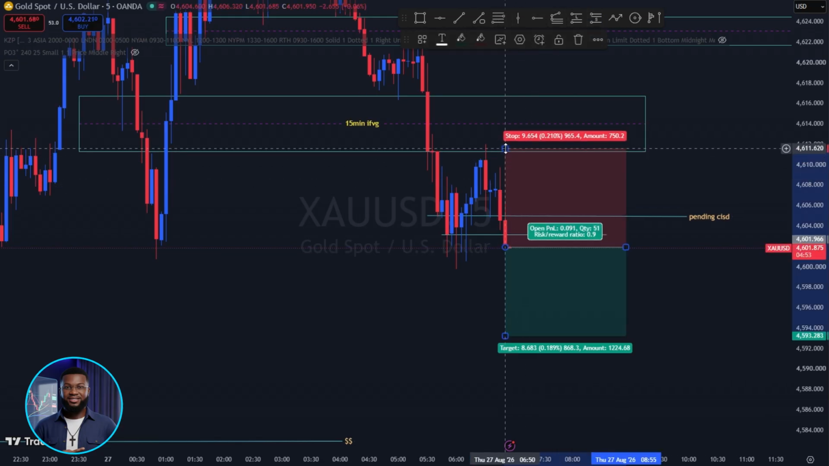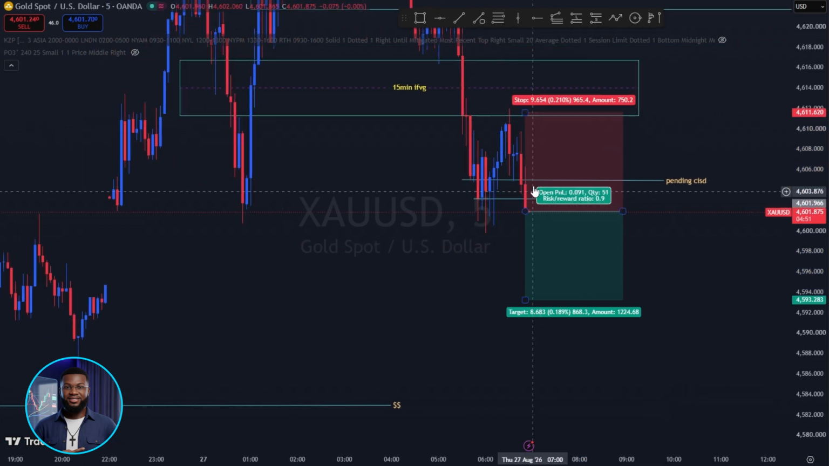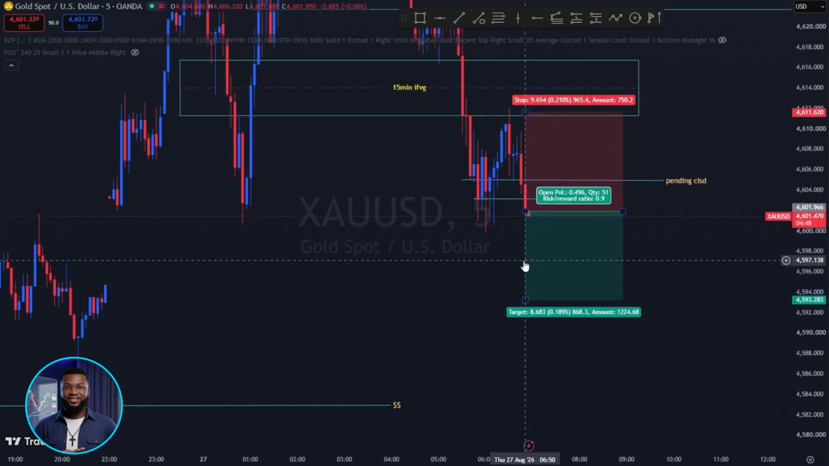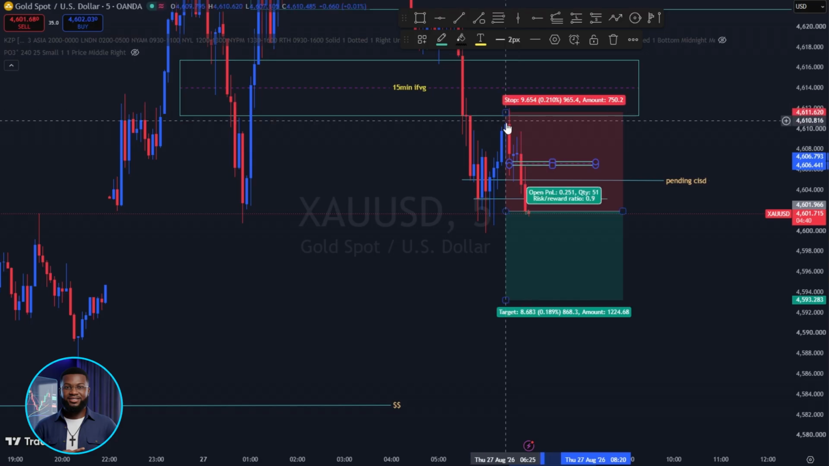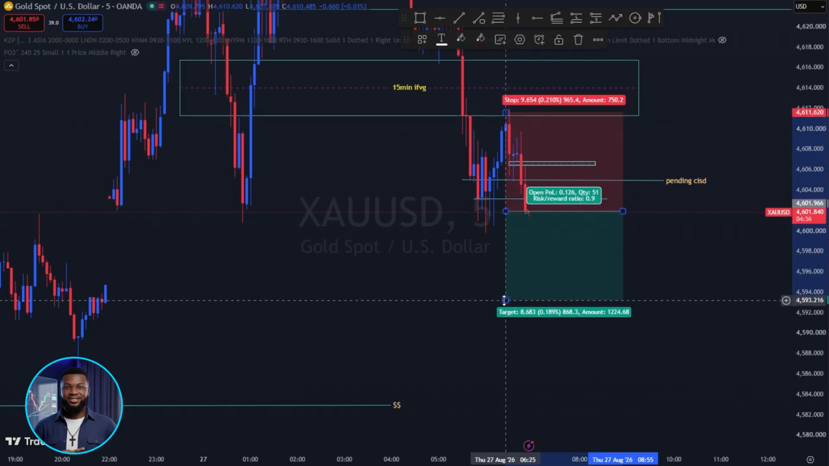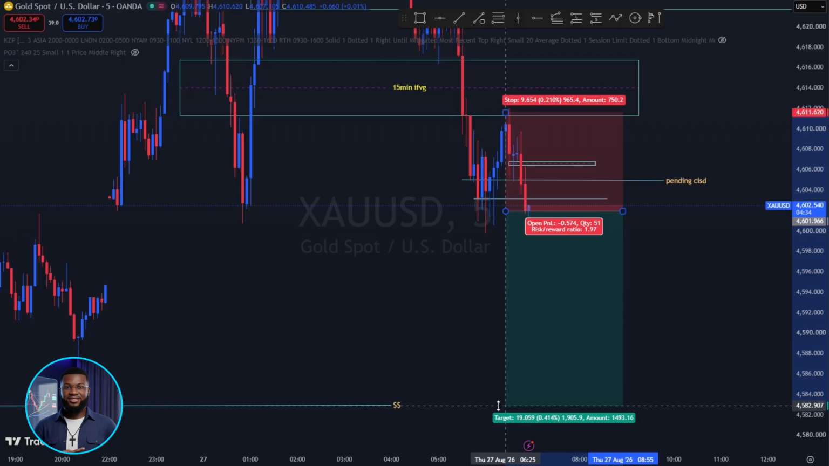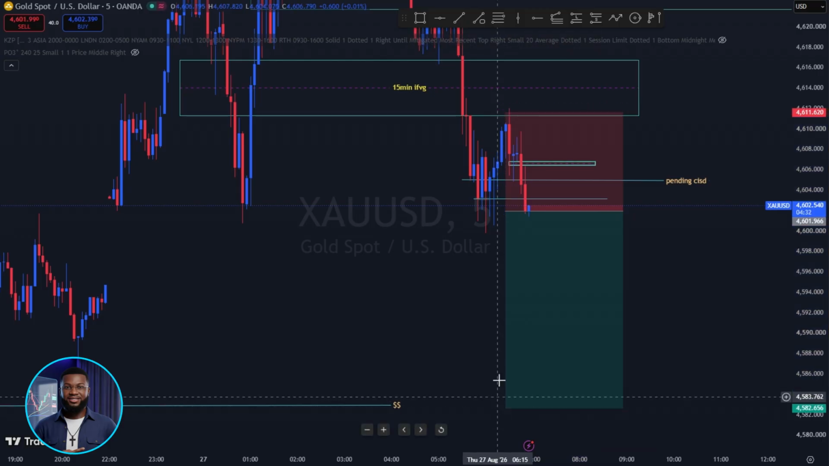We know price will probably retrace. It depends on the momentum, right? So price can come to this level. That's why I put our stop loss right here. But it won't break above that. So then what are we aiming for? Let's aim for 1 is to 2.